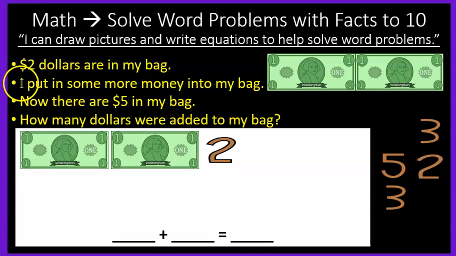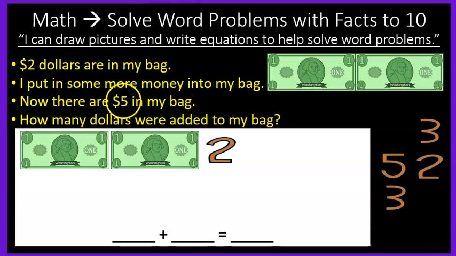Let's read it. I put in some more money into my bag. So, you're going to put some more money into your bag. There's some more money we're going to put here. We don't know that yet, so we read on again. Let's read together. Now, there are $5 in my bag.